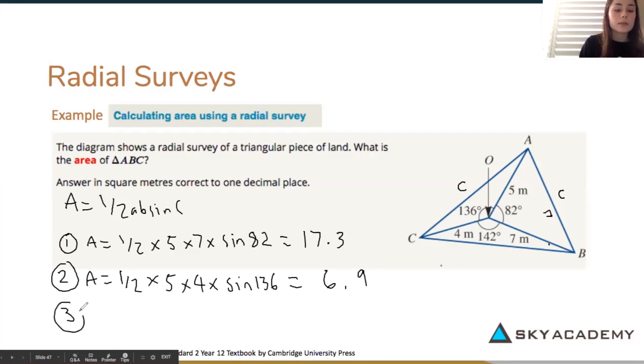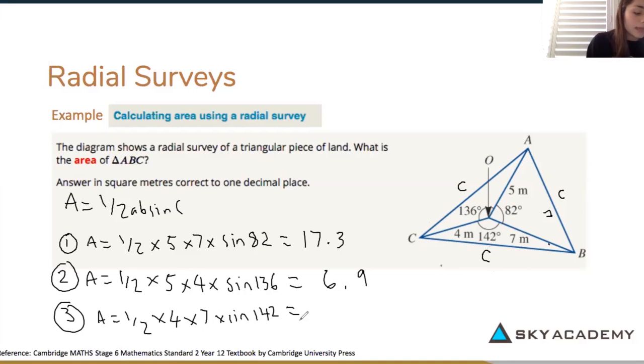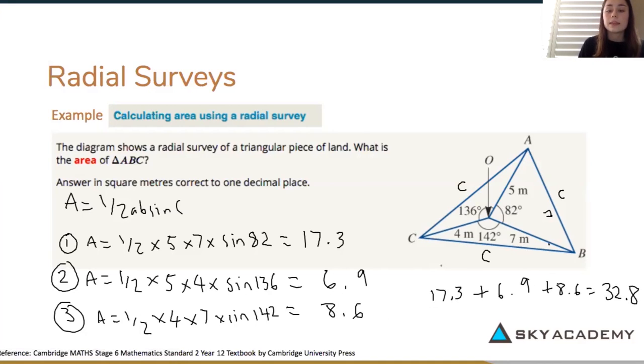My third triangle is area equals half times A times B times sine C. Angle C is going to be 142, which means side C is going to be here, so my A and my B are 4 and 7. So 0.5 times 4 times 7 times sine 142, and I put that into my calculator and I get 8.6. Now I'm going to add 17.3 plus 6.9 plus 8.6, all together, to get 32.8 to 1 decimal place. And that is the area of the radial survey ABC.